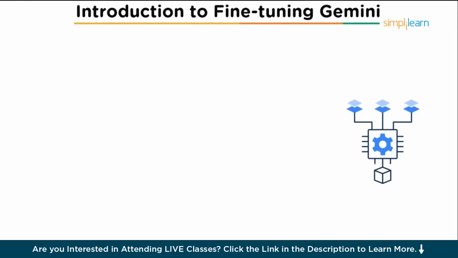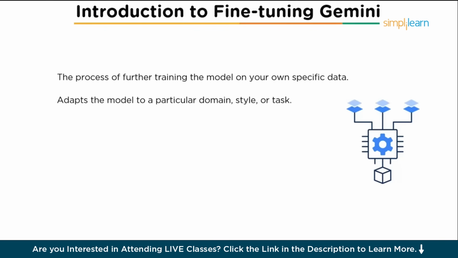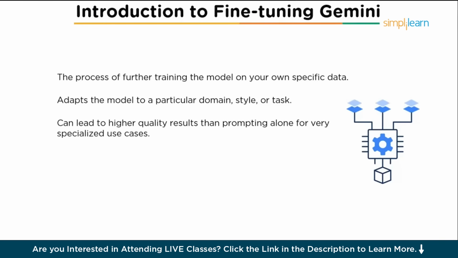Beyond advanced prompting techniques, fine tuning Gemini represents the process of further training the model on your own specific curated data, thereby adapting it to a particular domain, writing style, or specialized tasks. While effective prompting goes a long way, fine tuning can lead to significantly higher quality results for very specialized use cases where generic knowledge isn't sufficient. This powerful technique, however, requires a meticulously curated dataset of high quality examples that truly represents the desired output and domain, as the quality of the fine tuning heavily depends on the data provided.